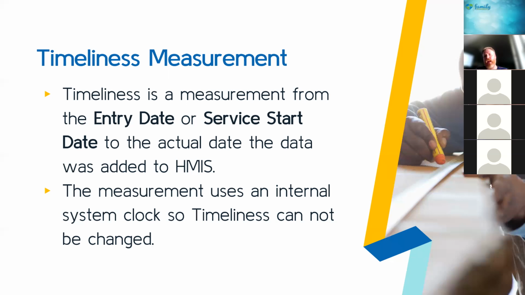So basically, if you add a service for yesterday today, it's going to measure 24 hours, maybe a little more, maybe a little less, depending on the actual time that the service was added and the internal clock. But it's that difference. And the reason I want to stress this internal clock is that backdate mode or anything like that does not have an impact on timeliness. There's no way to reverse timeliness once it has been established.